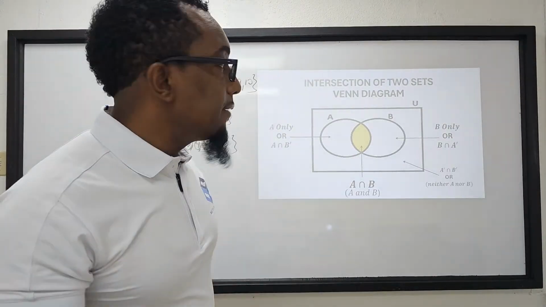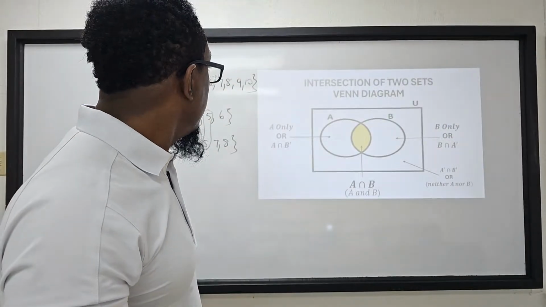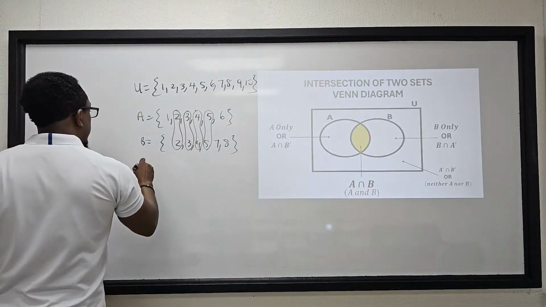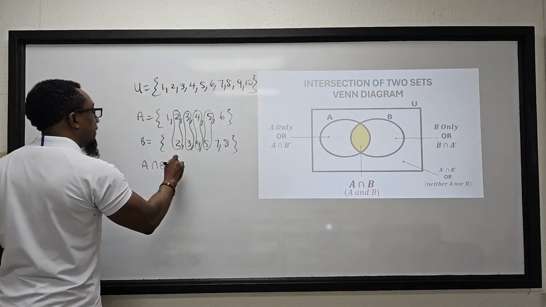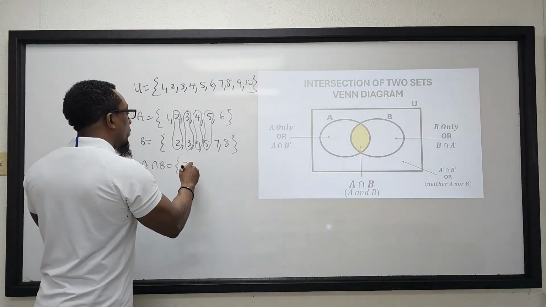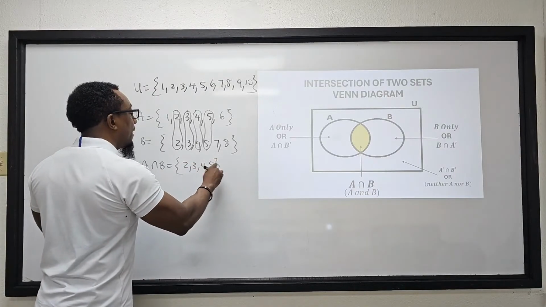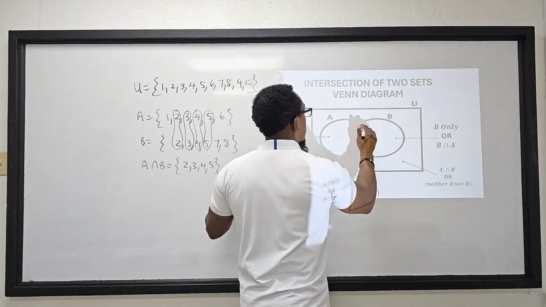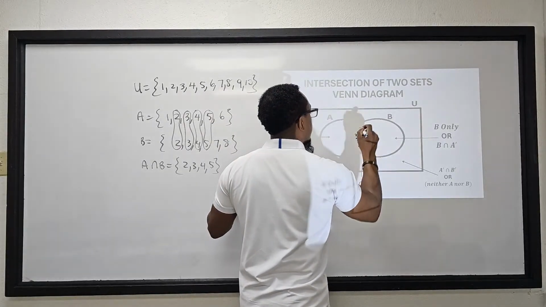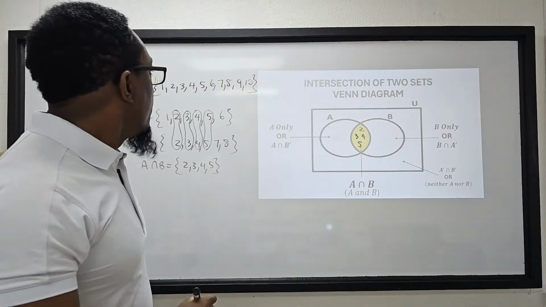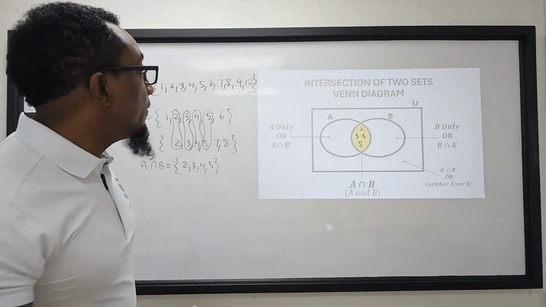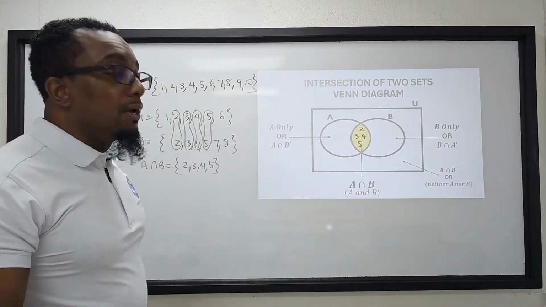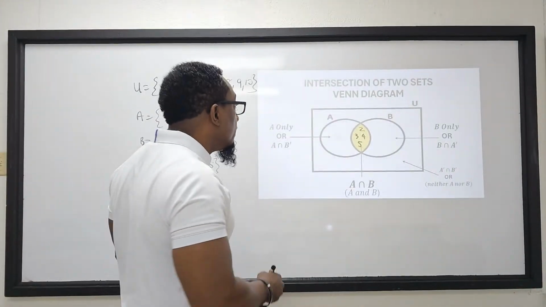Good, so 2, 3, 4, and 5 are common to both A and B. So we know A intersect B, the elements will be 2, 3, 4, and 5. And those elements will be placed in this region here. But then we have remaining elements of A, which are 1 and 6, which will be placed in A only.